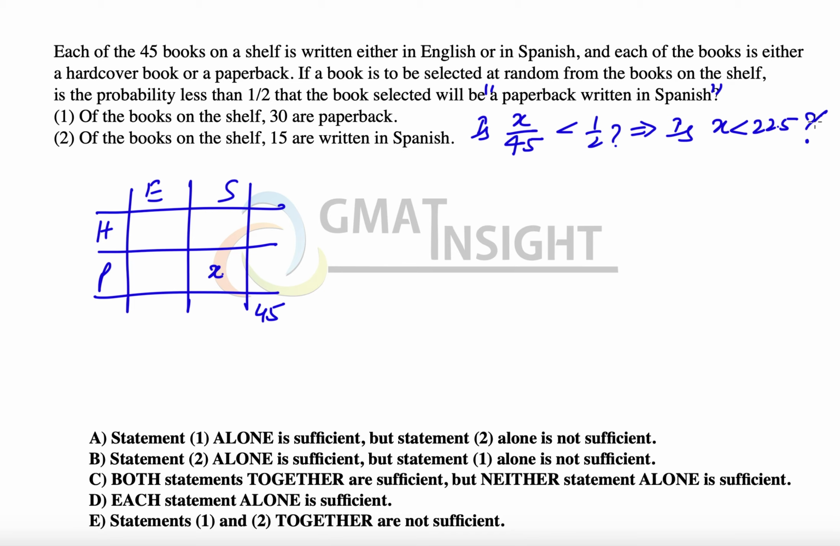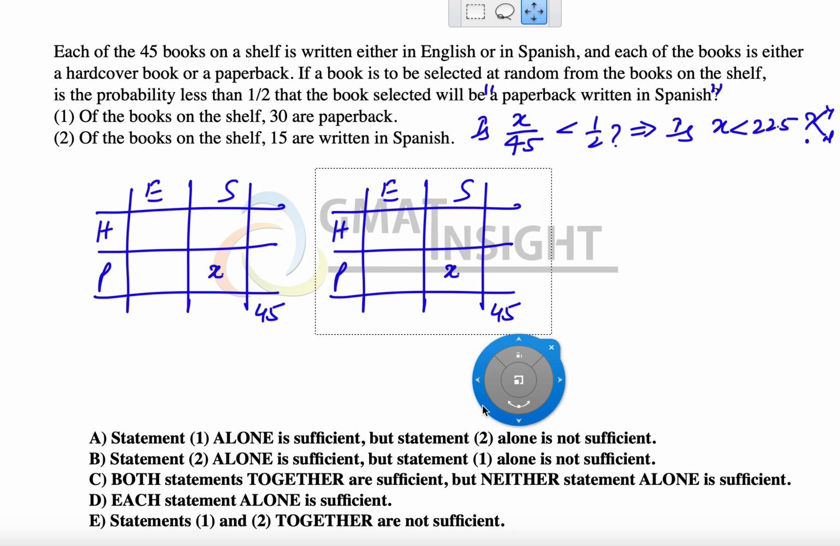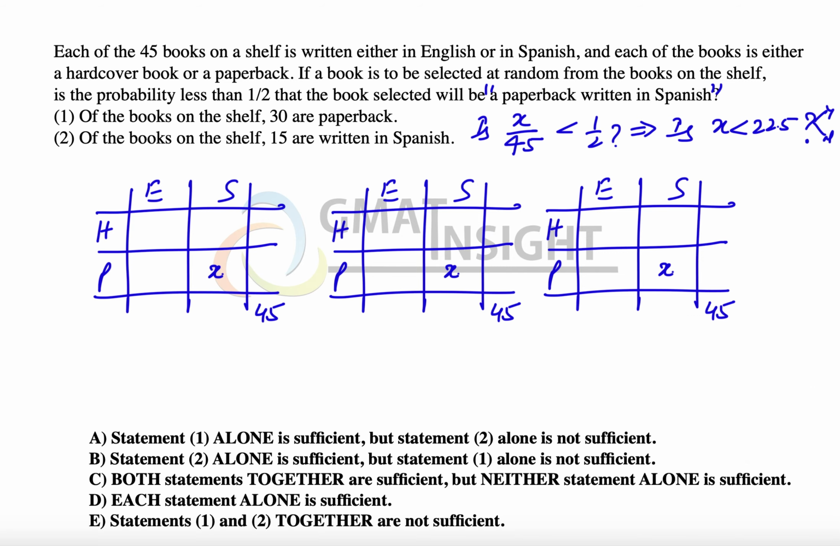So we have to give the answer of this question in the form of either yes or no. Now we have to use the two statements, but in order to look at the statements, I would like to just copy this grid because this grid is going to be used for both other statements. So here we have the grid for statement 1, here we have the grid for statement 2. Now let's look at statement 1 at first.